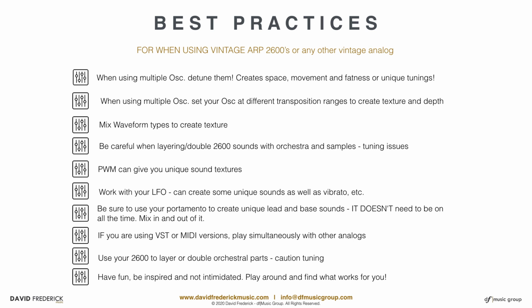If you're using VST or MIDI versions, layering them with other synthesizers is a lot of fun and creates some unique textures. I'm a big fan of doing that kind of thing, whether it's in the DAW or whether it's manual. Using your 2600 to layer or double orchestral parts, as we saw, you can do some really cool things, make the orchestra sound a little bit different, or make those orchestral samples sound a little more natural. Again, I just caution you, be careful of the tuning.